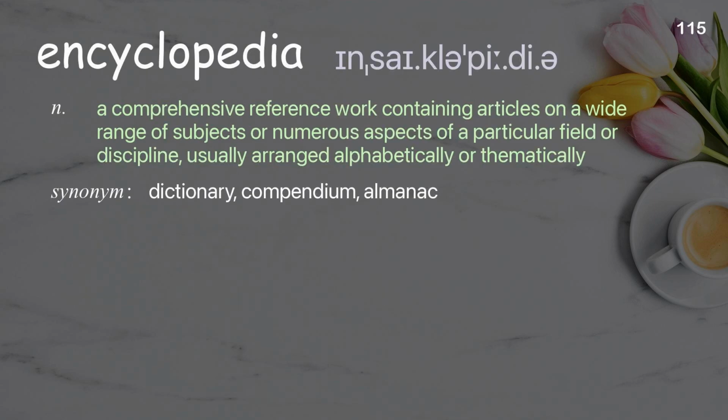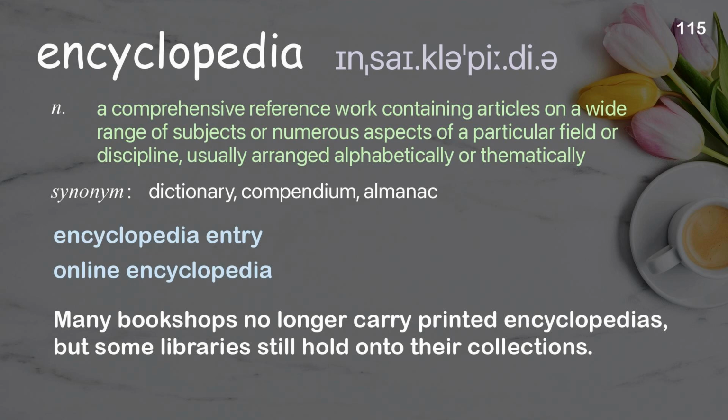Encyclopedia. A comprehensive reference work containing articles on a wide range of subjects or numerous aspects of a particular field or discipline, usually arranged alphabetically or thematically. Examples: Encyclopedia entry. Online encyclopedia. Many bookshops no longer carry printed encyclopedias, but some libraries still hold on to their collections.